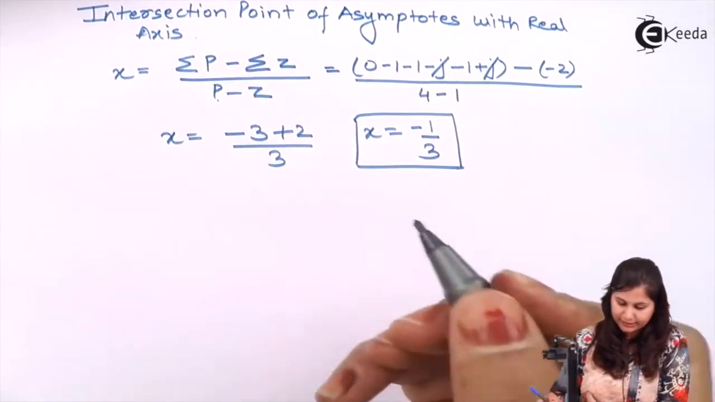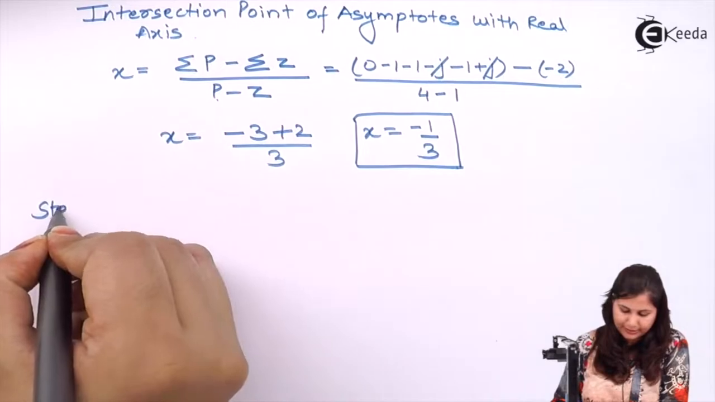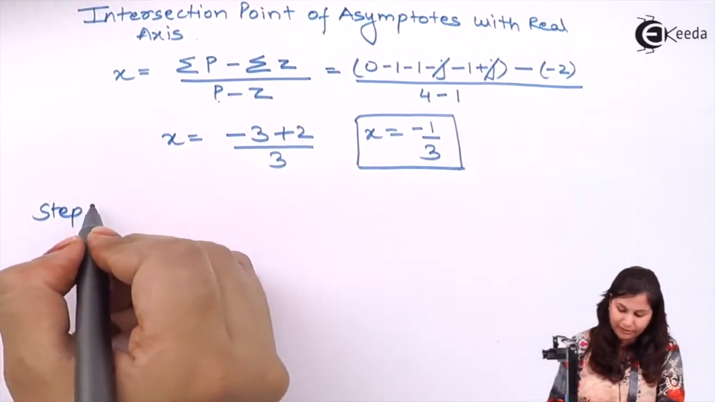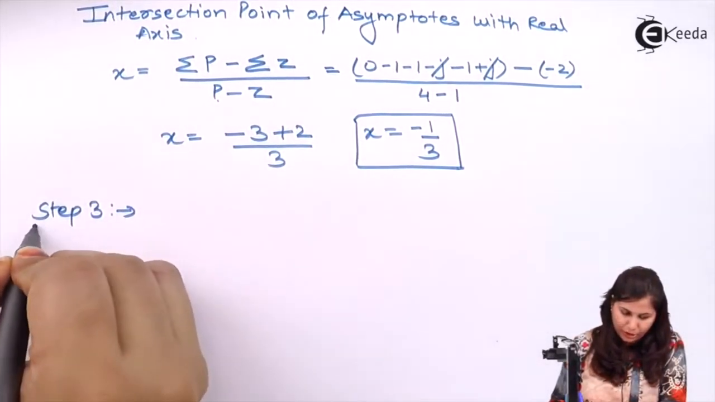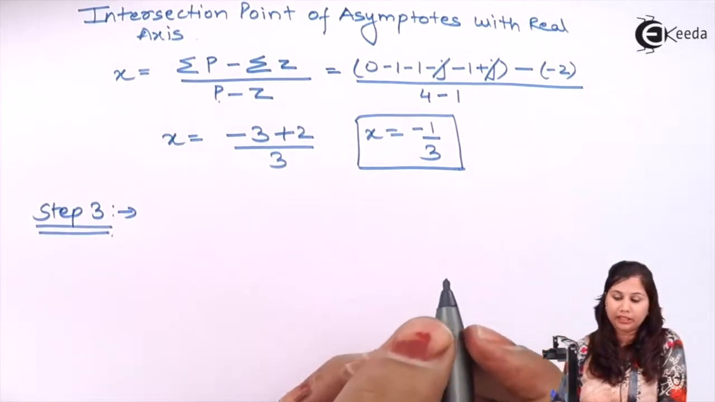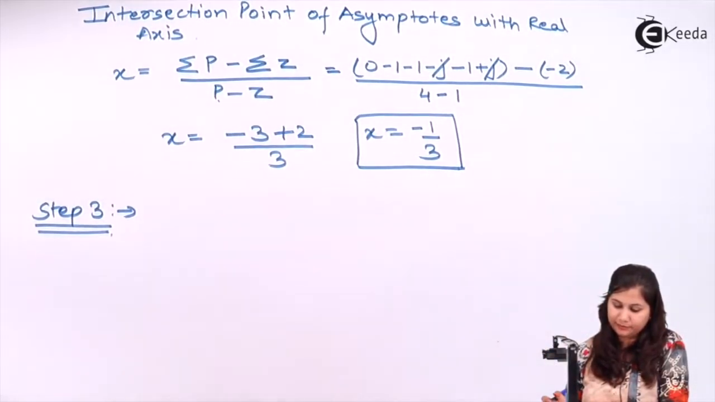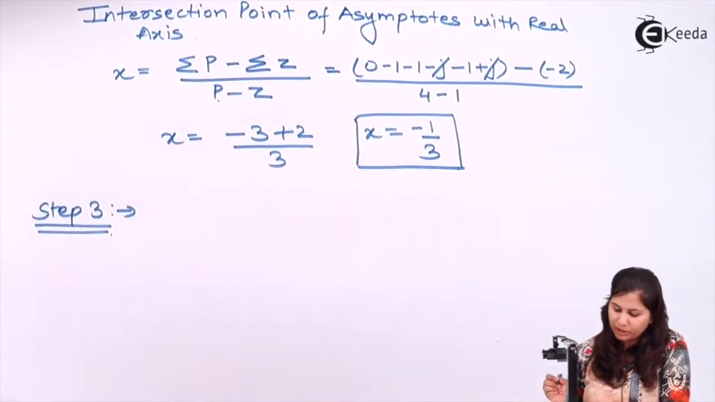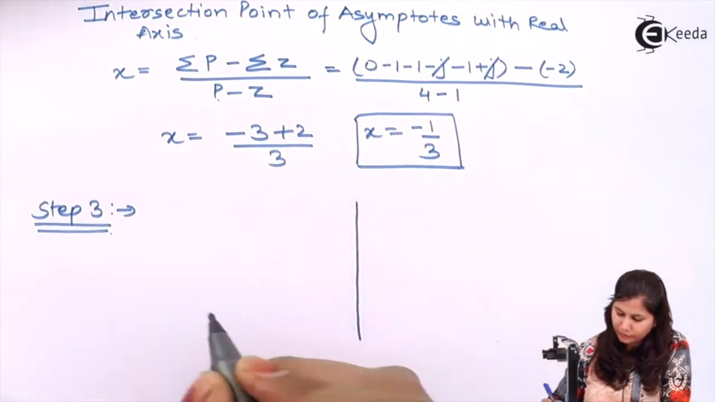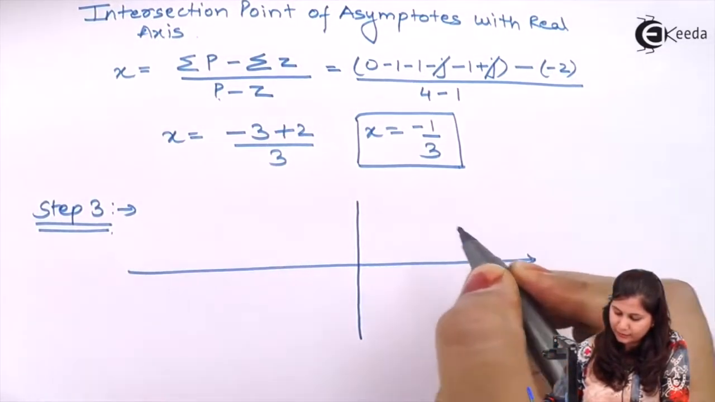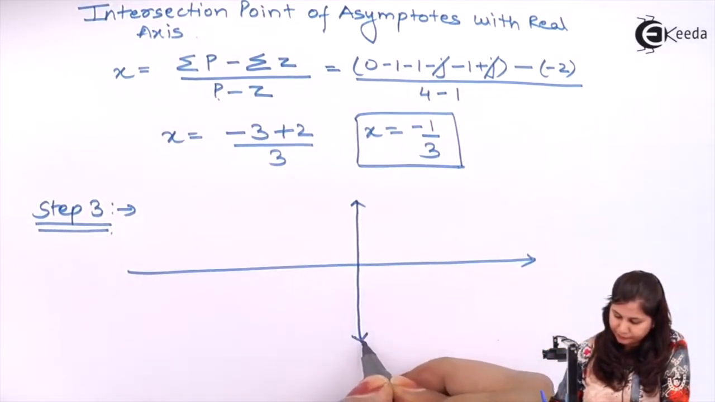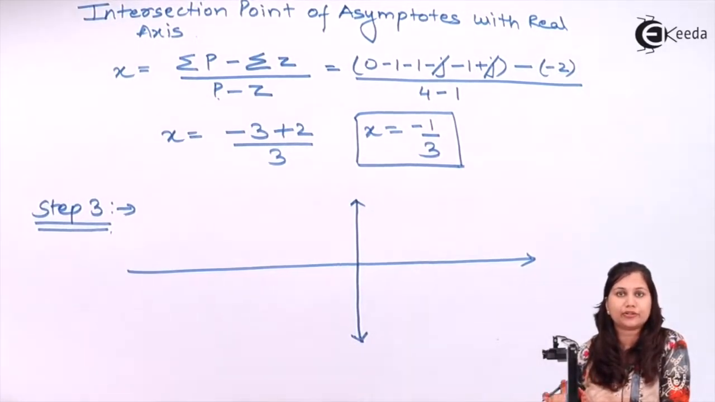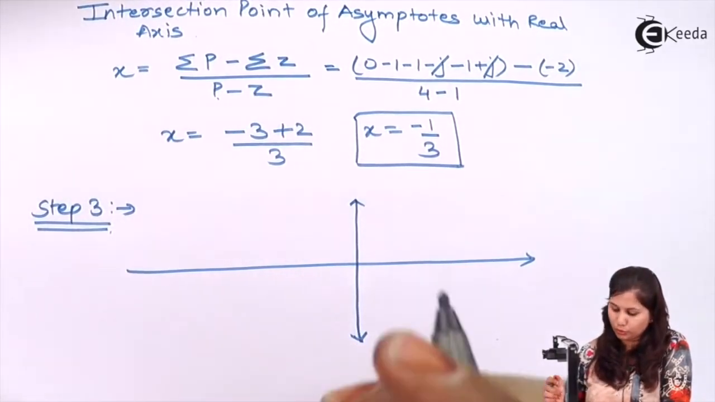Now our next step, step number 3, will be to determine the breakaway point. How can we know whether we have to find the breakaway point or not? First plot the poles and zeros to determine the direction of the branches of the root locus.